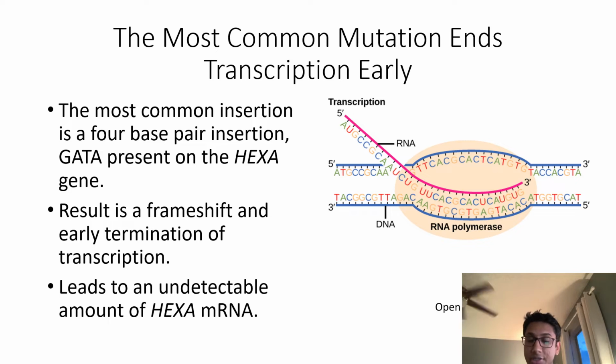As previously stated, the most common mutation is an insertion of a GATA 4 base pair on the hexA gene. The result is a frame shift that results in early termination of transcription. Due to this, it leads to an almost undetectable amount of hexA mRNA and is theorized to lead to an inactive form of hexA enzyme.